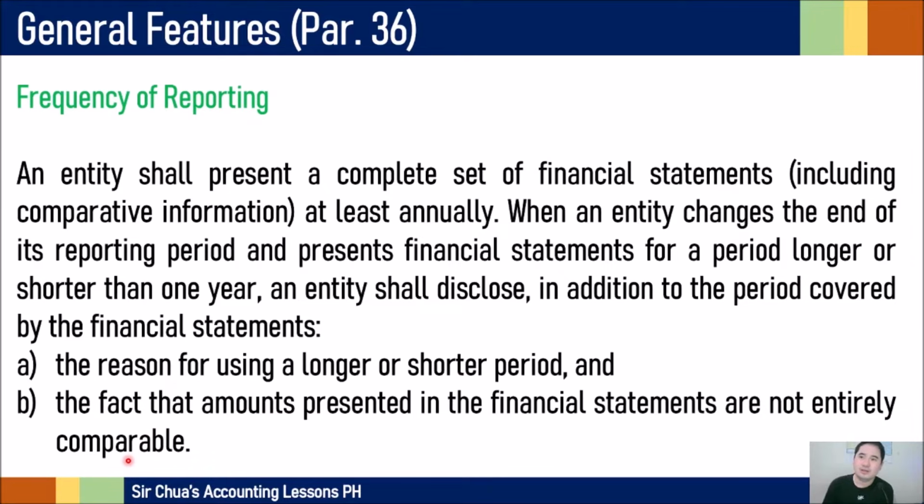For example, the entity just opened April 1, 2018. So pag preparation mo na ng 2019 financial statements, i-disclose mo na hindi siya entirely comparable. Kasi yung 2019 mo ay isang taon. Pero yung 2018 mo, April na siya nag-start. Kasi April nag-start yung company. Yung mga ganong rasonan, no? Kailangan mo i-disclose yon. Now, if an entity actually presents financial information shorter than 1 year, ang tawag po natin dyan ay interim financial reporting. And we have a separate lesson for that.